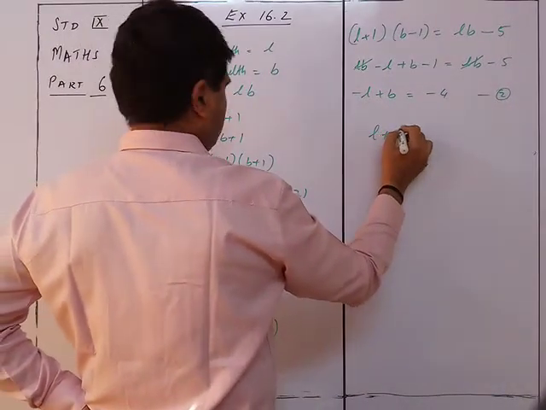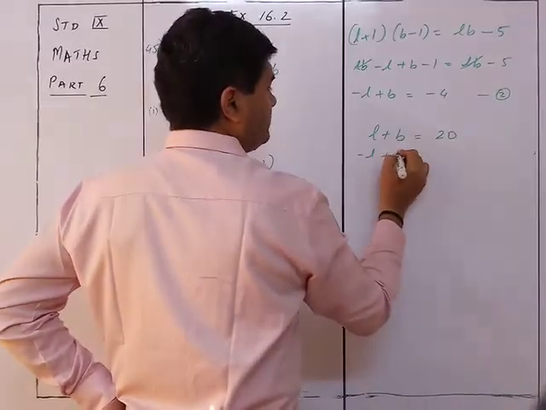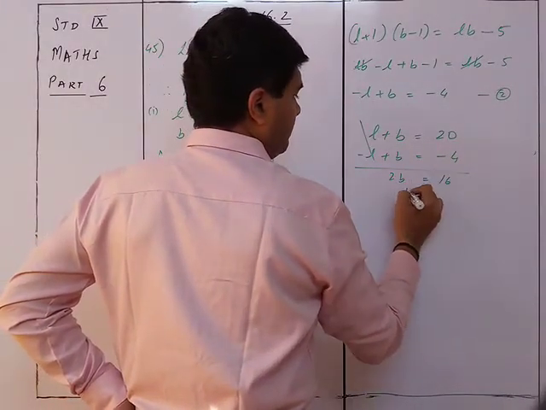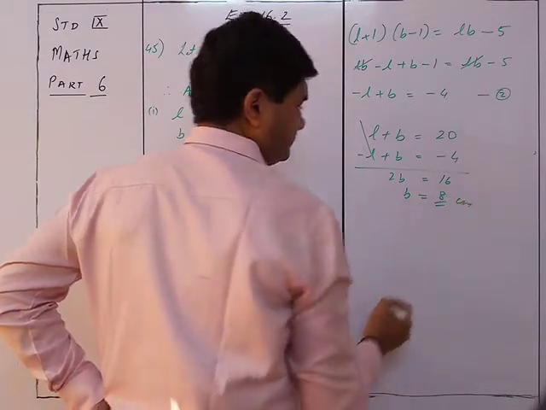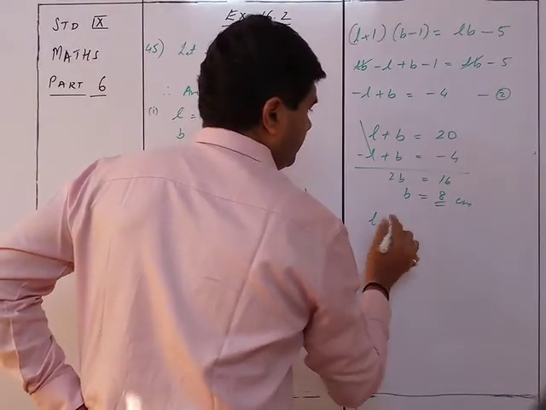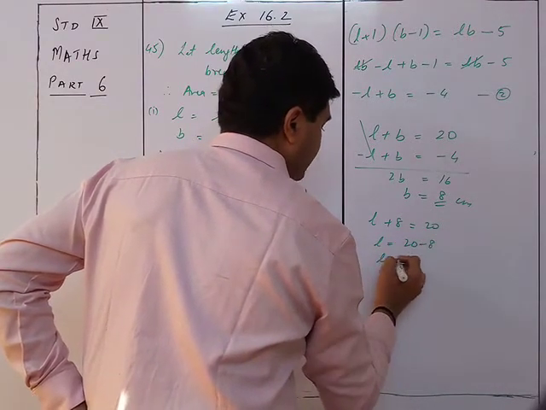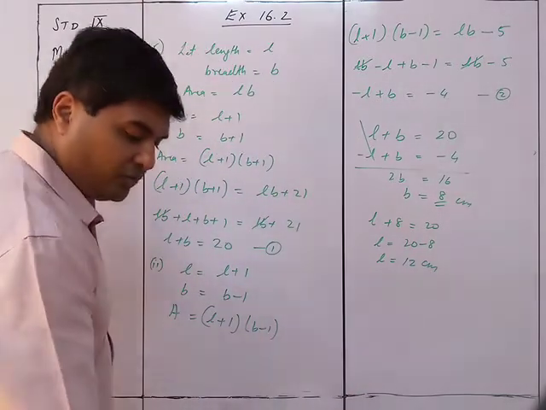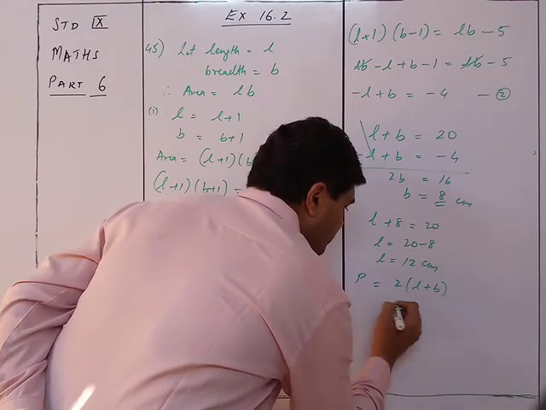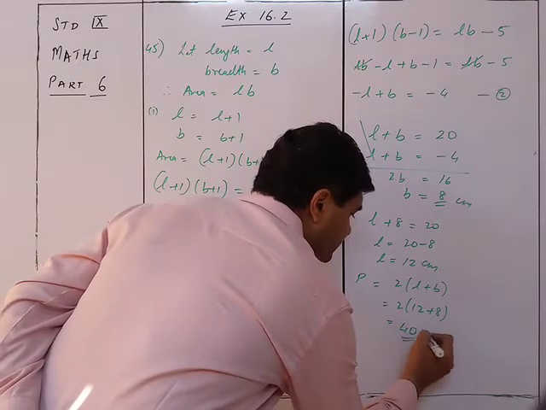Solving that equation, L plus B is equal to 20 and minus L plus B is equal to minus 4. This cancels. So 2B is equal to 16. B is equal to 8 centimeters. So L will be equal to, L plus 8 is equal to 20. So L is equal to 20 minus 8, or L is equal to 12 centimeters. What you need to find out was the perimeter of the room. So perimeter is equal to 2 times (L plus B), which is 2 times (12 plus 8), which is 40 centimeters.